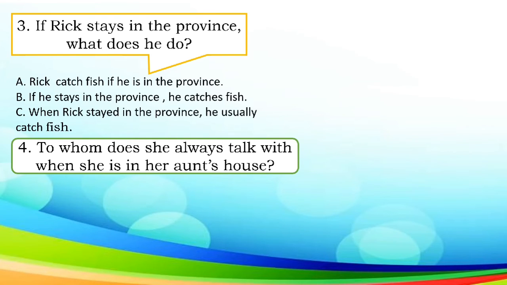Number 3. If Rick stays in the province, what does he do? A. Rick catches fish if he is in the province. B. If he stays in the province, he catches fish. C. When Rick stays in the province, he usually catches fish.